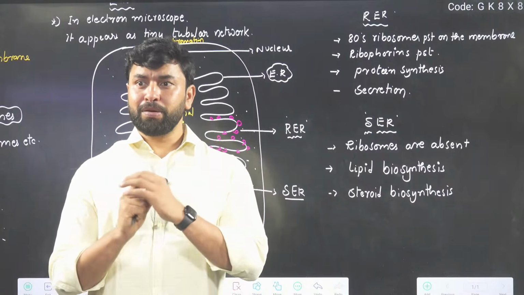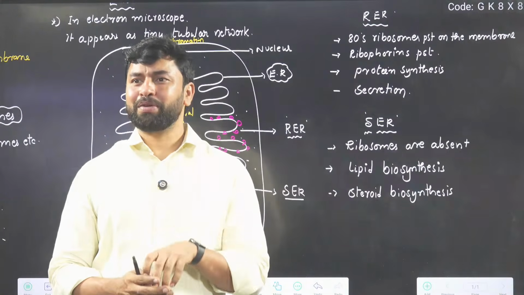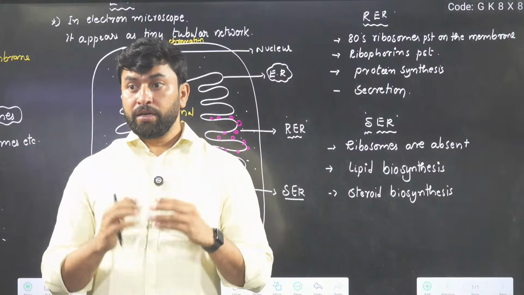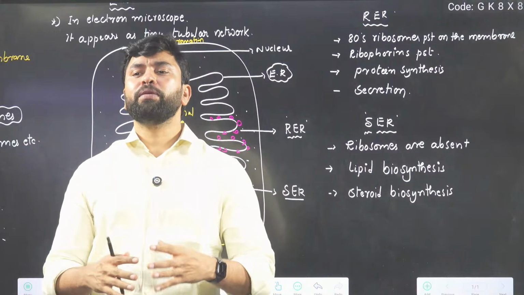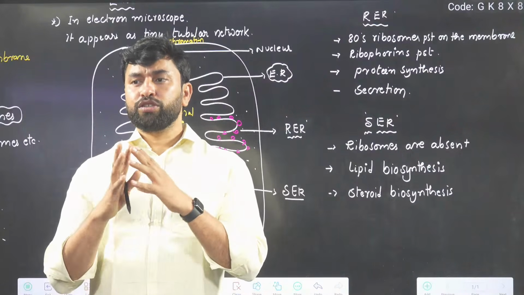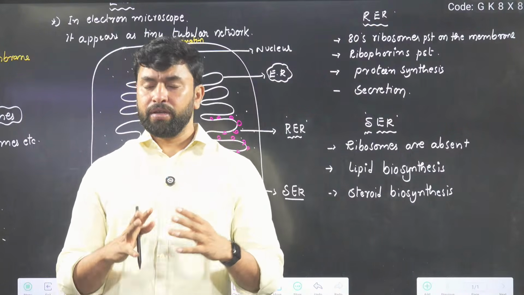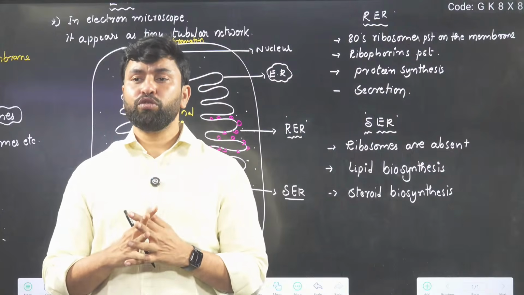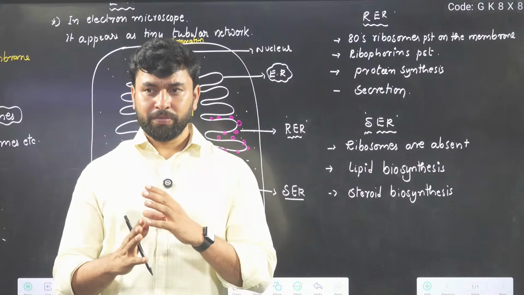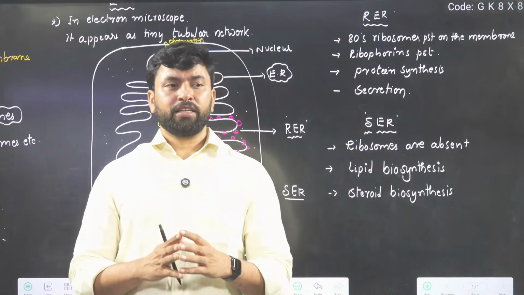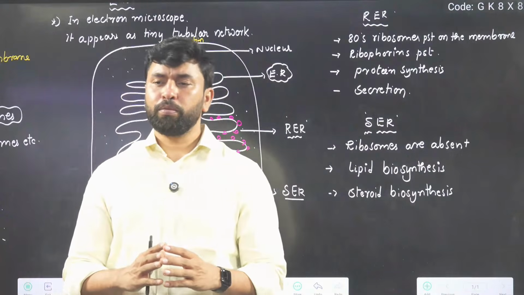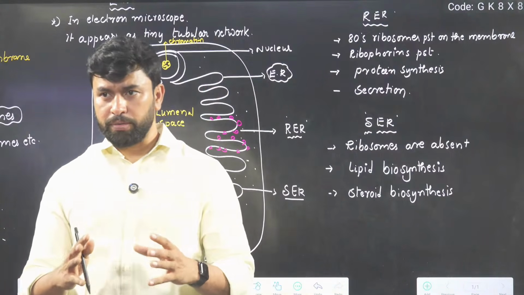Who will repair the plasma membrane? Our smooth endoplasmic reticulum. It will send one vesicle and fill the gap. Like that, for lipid biosynthesis, whatever lipids are required, almost all of them are synthesized in the smooth endoplasmic reticulum. There is also steroidal hormone biosynthesis, for example testosterone, progesterone, estrogen, etc. These steroidal hormones are synthesized on the smooth endoplasmic reticulum.